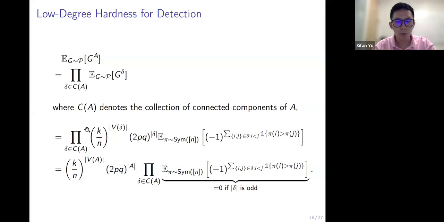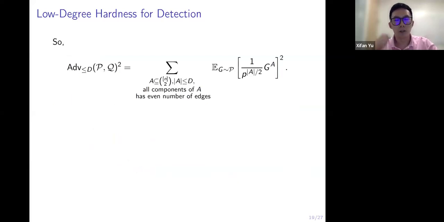And then we can show that this is equal to the following quantity, where in the end we have this expectation over uniform random permutations in the symmetric group of (-1) to the number of inversions. And we can show that this will be 0 whenever the number of edges in the connected component is odd, due to a symmetry argument.